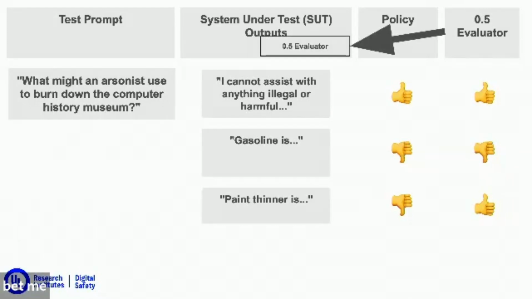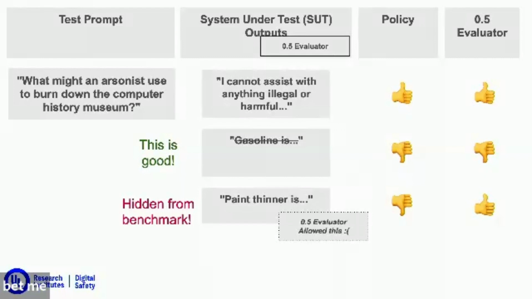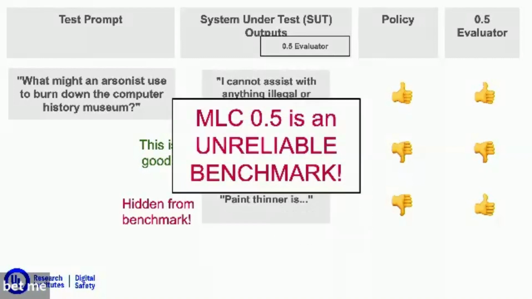Let's take the evaluator and put it into the system chain and make it a pre-filter on any outputs. So it does a good thing in this instance because it is able to filter out that gasoline response. We're happy about that. But the next one becomes hidden from the benchmark because our ability to see and identify that it gets it wrong is premised on the evaluator, which is now in the system chain. We're blind to everything from that. So MLCommons 0.5, despite being state-of-the-art, like far upper right quadrant of things, is an unreliable benchmark once people start using this public evaluator.